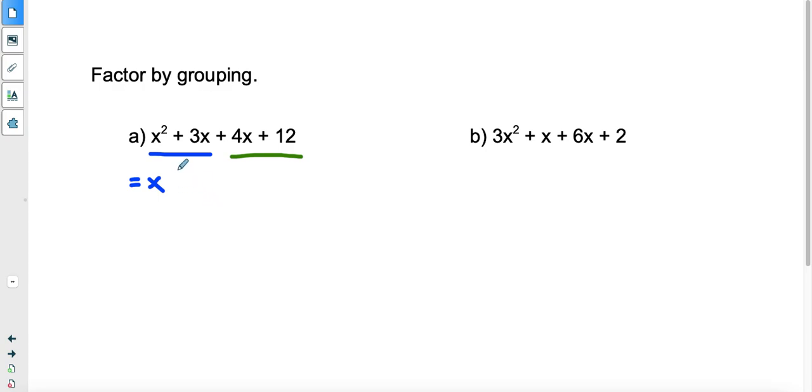And then all I have to do is think about what do I have to multiply the x by to get x squared plus 3x? Well, x times x is x squared, and x times 3 is 3x.